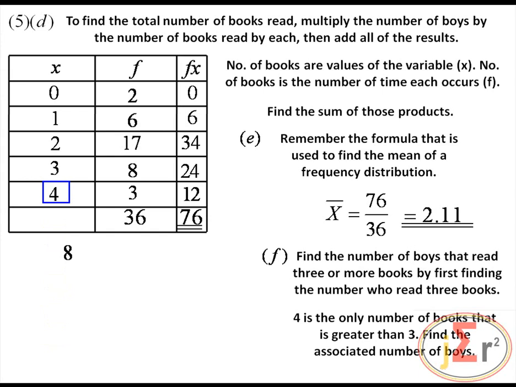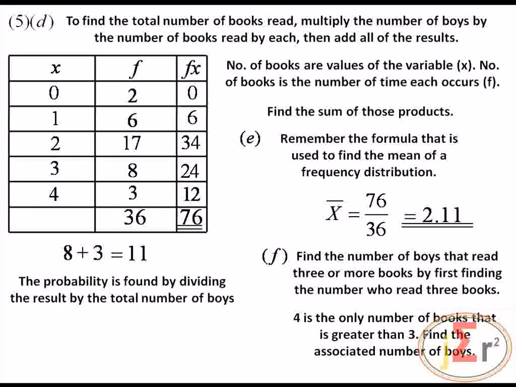So find the associated number of boys. The associated number of boys is 3. So we are going to find the total of 8 and 3, and that is equal to 11. So the total number of boys who read 3 or more books is equal to 11. But we need the probability, so we divide that by the total number of boys. So we need to divide that by the total to determine the probability that a boy chosen at random would have read 3 or more books. So the probability is 11 over 36.